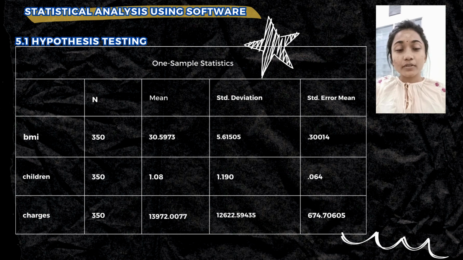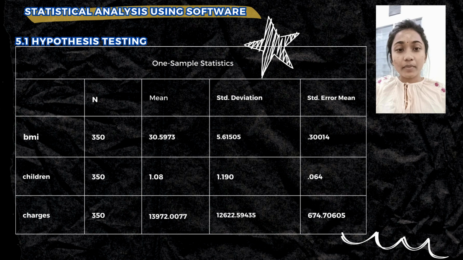Today I'm going to present about the statistical analysis using software. Let's discuss the hypothesis testing. Here we can see the one sample statistics table under hypothesis testing. The one sample statistics table includes the mean and standard deviation for BMI, children and charges.